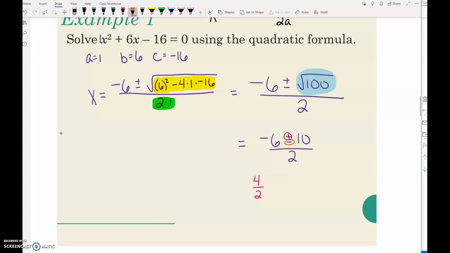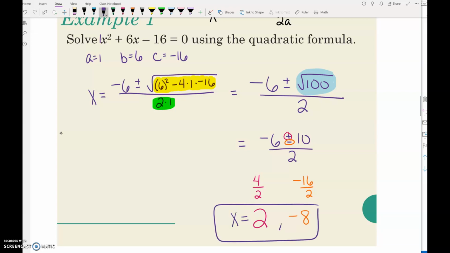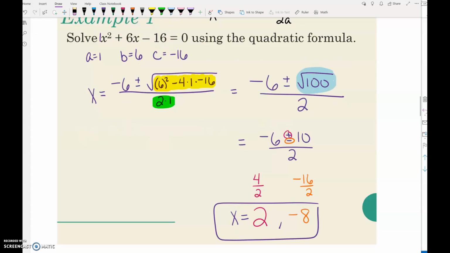Negative 6 minus 10 is negative 16, and then divided by 2. So our two answers are 2 and negative 8. X equals 2 and negative 8. Now, is this square root always going to work out perfectly to be a perfect square? No. In fact, this problem probably would have been easier to solve using factoring.